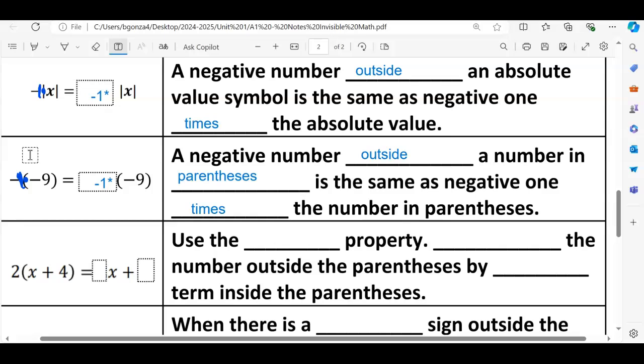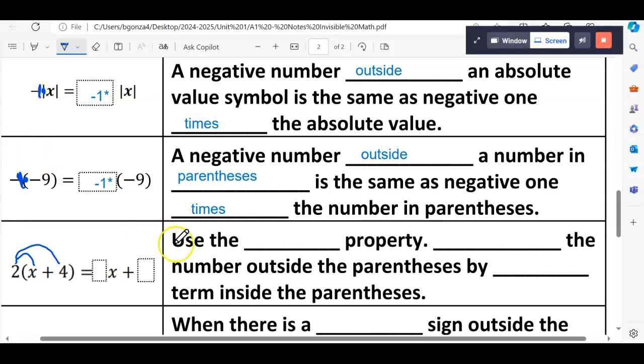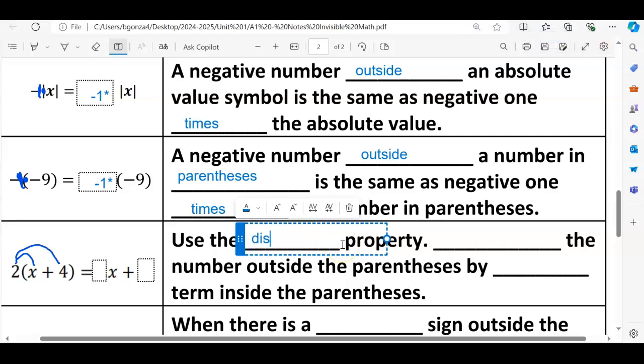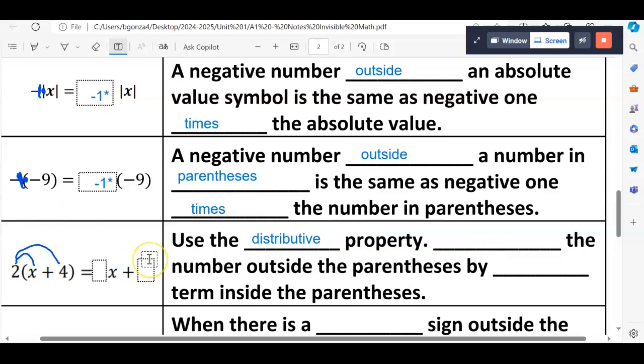I like to show it like this. Draw this. 2 times x, 2 times 4. What is that property called when you do that? Distribution, distributive property, however you want to say it. Distributing, all these ways of saying it. Use the distributive property. Okay, so it's going to multiply.